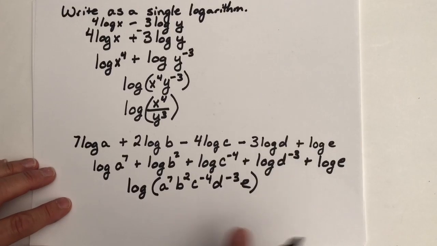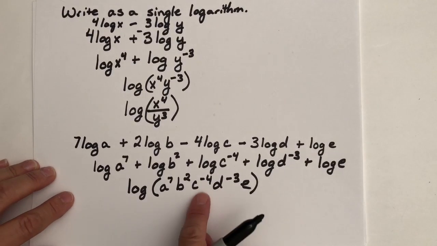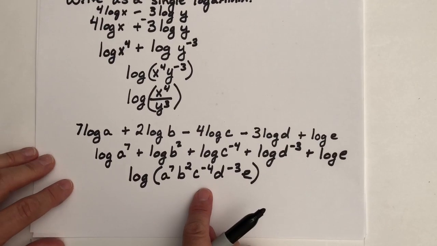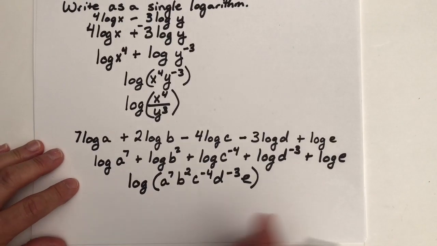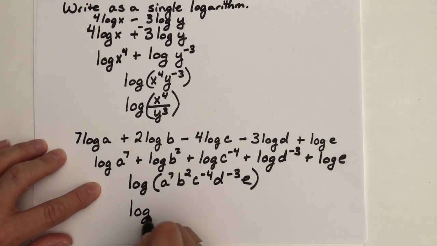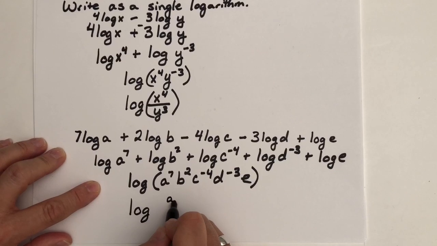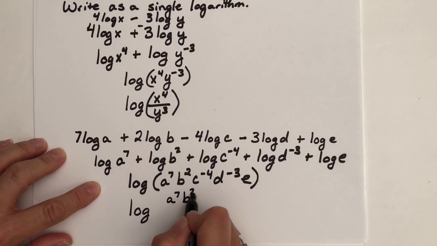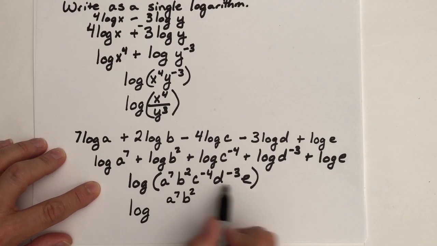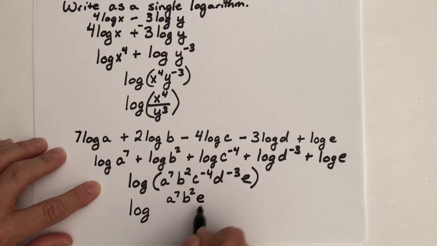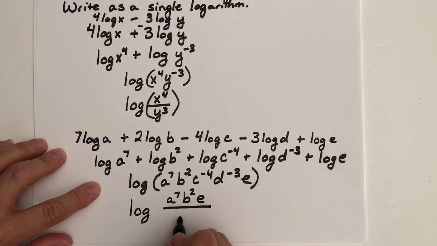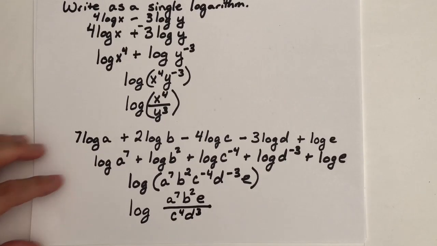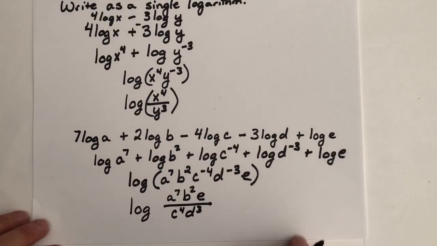And when I rewrite this, taking care of my negative exponents, we know that means those terms go to the denominator. I would have the log of a to the 7th, b to the 2nd. These are going to the denominator. I'll keep my e in the numerator. Divided by c to the 4th, d to the 3rd. And I have it done.